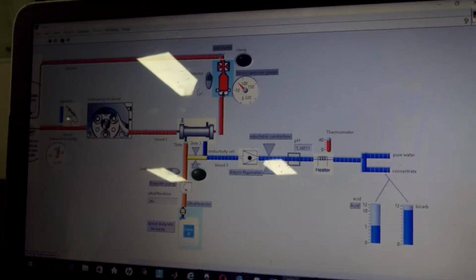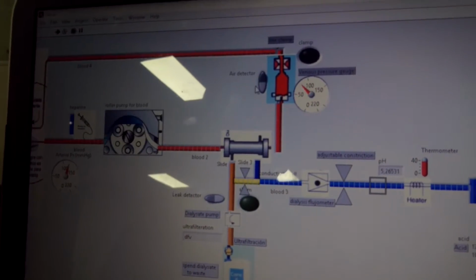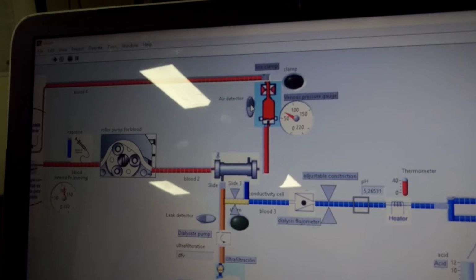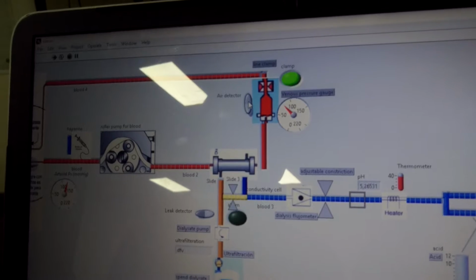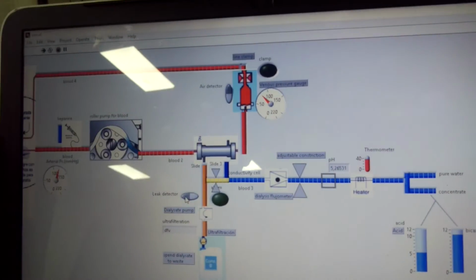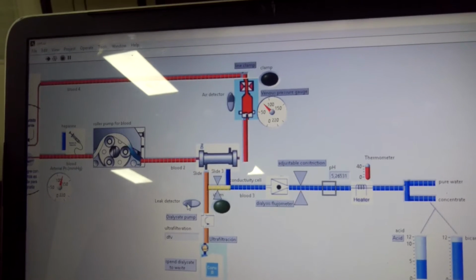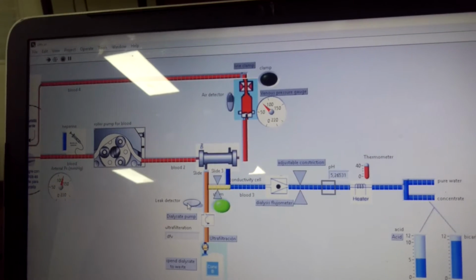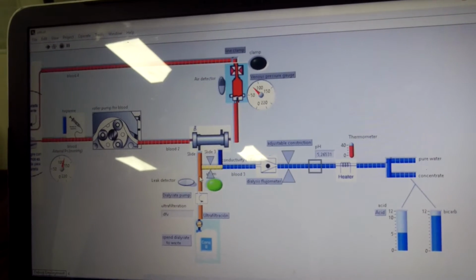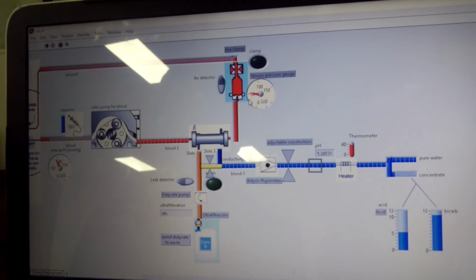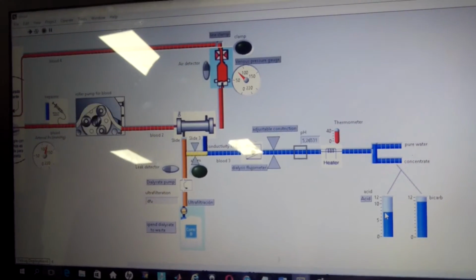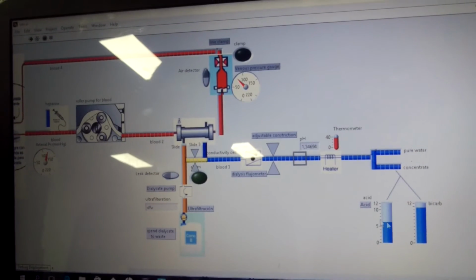Okay, in this part we can find the air detection from this button. If I touch it, the system stops, like you can see in this part. And a leak detector, if the blood is going out of the system, if I touch it, the system stops and the button alarm starts. Okay, and the pH, as I said before, we can control it with these buttons.